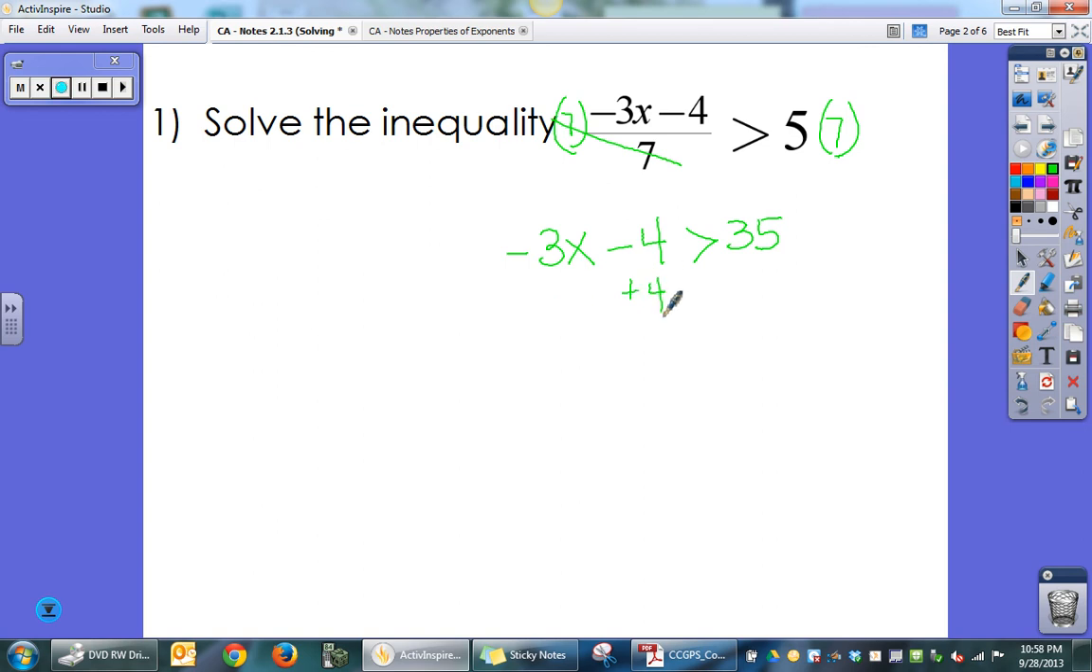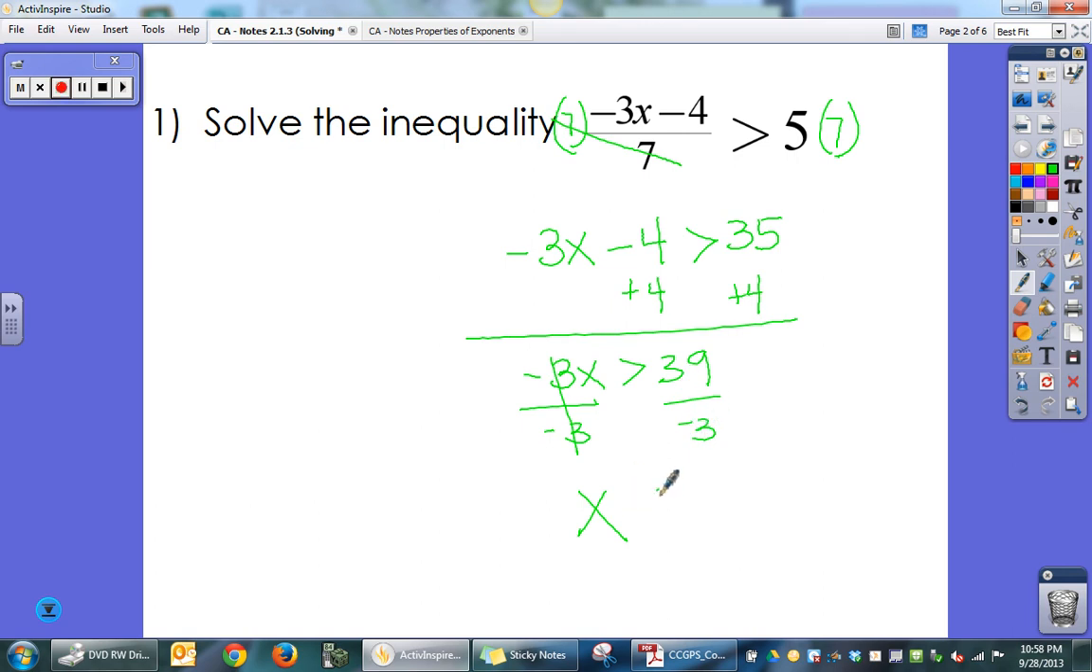I'm going to add 4 to both sides. Negative 3x is greater than 39. And then lastly, I'm going to divide both sides by negative 3. Remember what we just said about the inequality switching directions as soon as I divide or multiply by a negative. So I've divided by negative 3, so my inequality, instead of greater than, is going to become less than. And when I divide, I'm going to get negative 13. So there is my inequality statement.